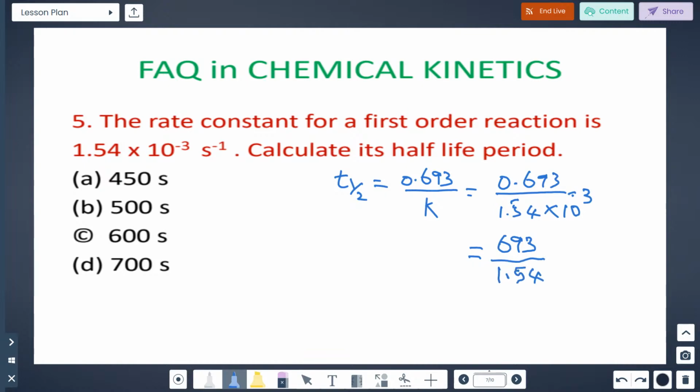Understood? 693 by 1.54. Now again, if you multiply both sides by 100, we get 69300 by 154. If you divide, you can get the answer. The answer will be nearly 450 seconds. Understood? Just a formula oriented sum, we can use this to solve. Understood? Okay. Next one.